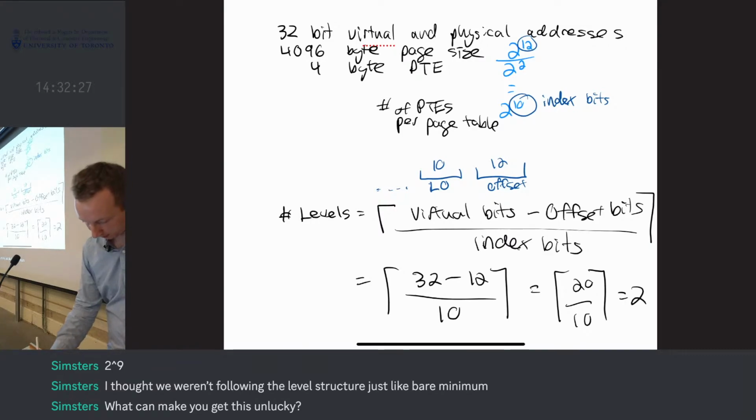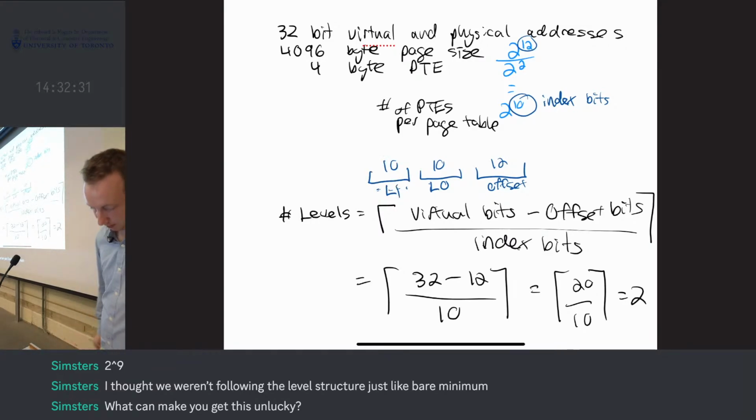And you can double check, because if you write it out, it would look something like that. So we'd need 2 levels. We'd have an L1 and an L0 and our offset. So thankfully, if we add 10 plus 10 plus 12, guess what? That's 32. So nothing terribly surprising. This is just the maximum number of levels we can have.